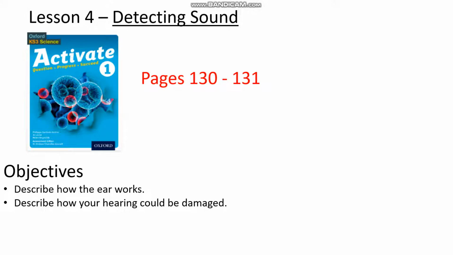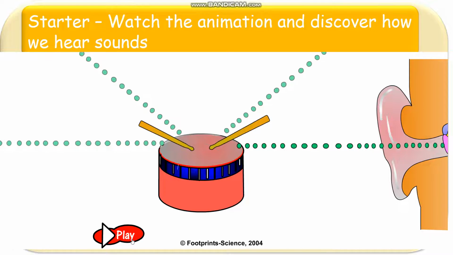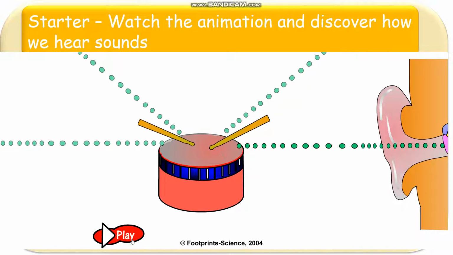This video is for lesson 4 of the sound topic entitled Detecting Sound. By the end of the lesson you should be able to describe how the ear works and describe some ways in which our hearing can be damaged. We're going to use the following animation to look at how we hear sounds.